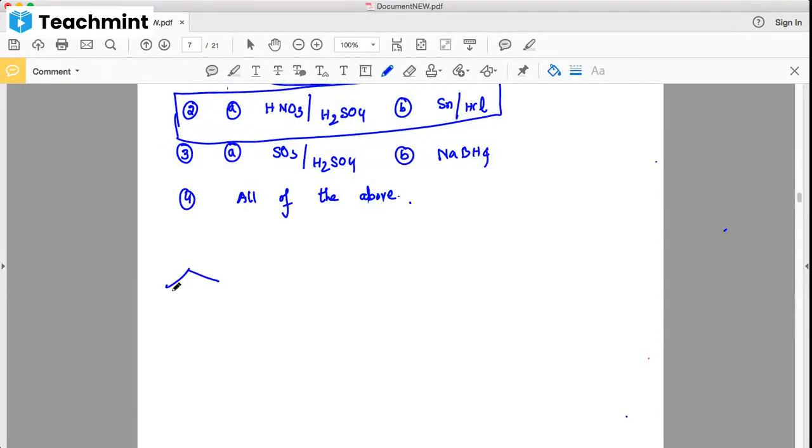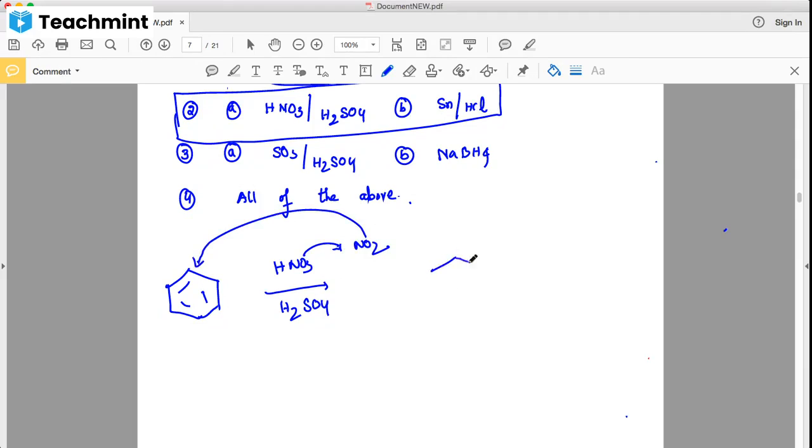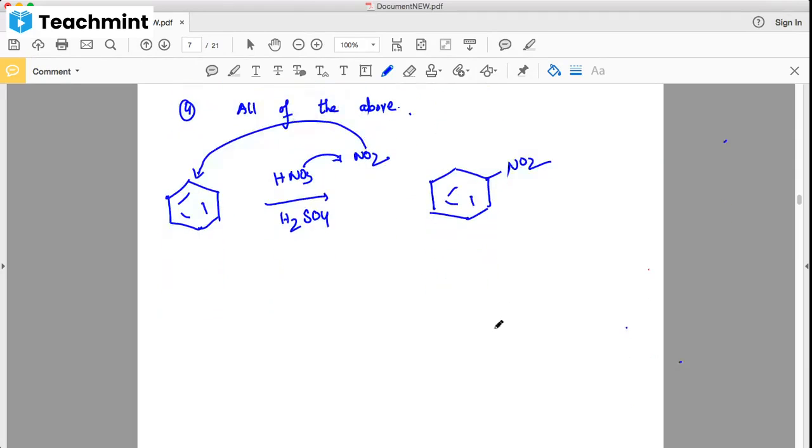And the second option, the first reagent is nitration mixture, HNO3 with H2SO4. When you take a mixture of HNO3 plus H2SO4, HNO3 will produce NO2, which is a very good electrophile. So definitely electrophilic substitution takes place and you will get nitrobenzene. I already discussed during the preparation of aniline, whenever you react nitrobenzene with tin in presence of HCl, you will get aniline.